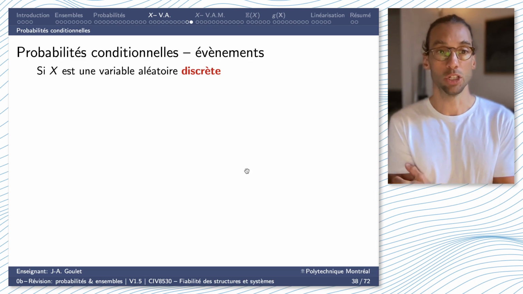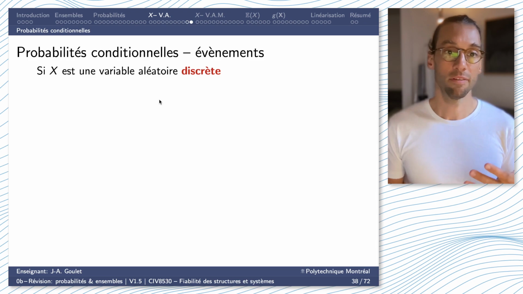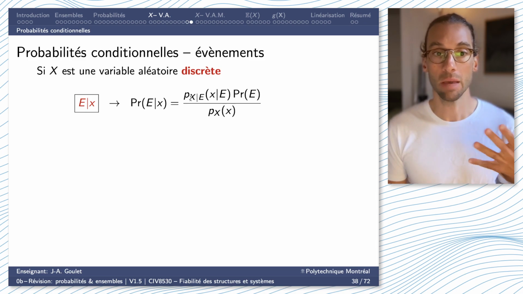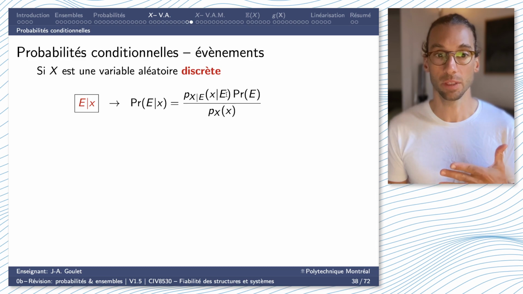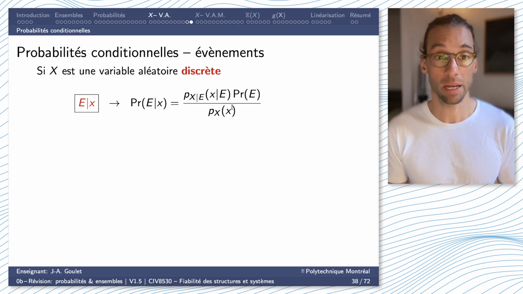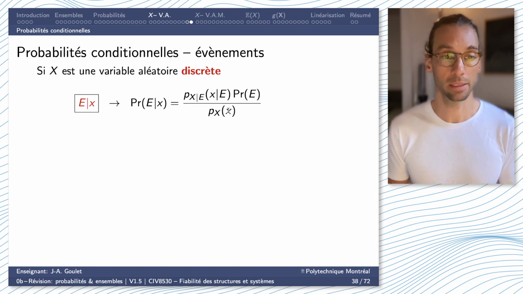So now let's look at conditional probability for events. If x is a discrete random variable, we can say that the probability of the event E given x is the PMF of x given the event, so the conditional PMF, times the prior probability of the event, divided by the probability of x, the marginal probability of x.